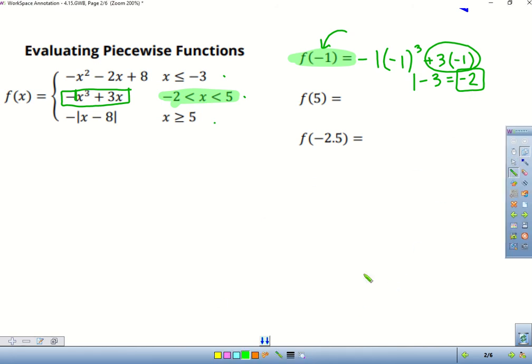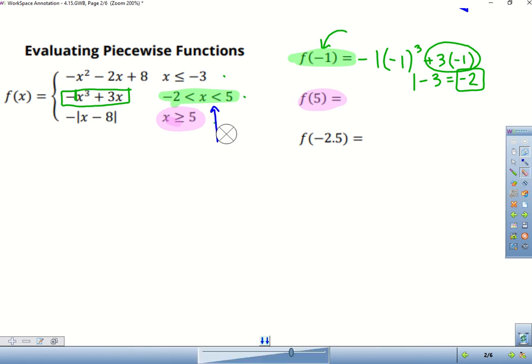Alright, next one. What boundary does 5 fall in? The bottom one. Why couldn't it fall in the one above it? Because it's got. Very good. The inequality sign says x has to be strictly less than 5. So for that reason, since 5 is included, I have to use the one with the equal to underneath it. Does everyone understand why we have to use the one in the pink?